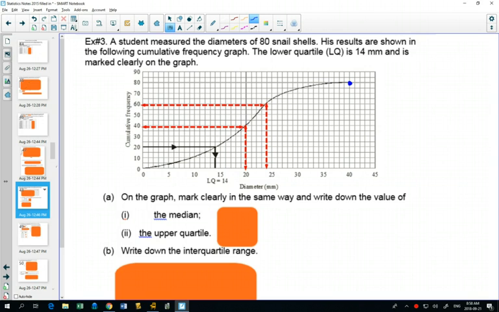It's also given to us to be 80 in the question. So if I want to find the median, I'd have to go across from 40, technically the average of 40 and 41, but for estimate purposes, that's going to be good enough. And for the upper quartile, go across from 60. Getting those values, we get 20 and 24.